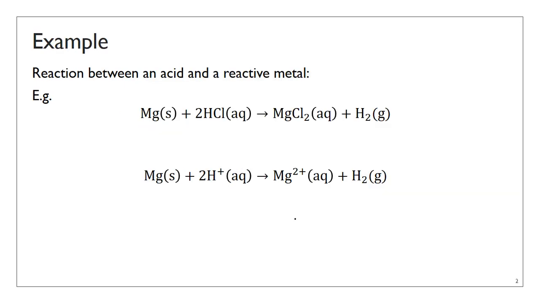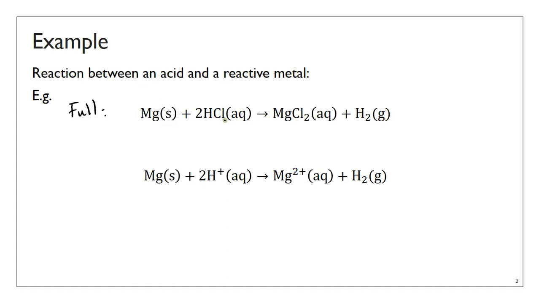So let's start with an example that you have seen before, which is the reaction between an acid and a reactive metal. And this is the actual reaction that you did in class between magnesium and hydrochloric acid. And this is just the full equation. And you can see that when these two substances react together, the reaction will produce magnesium chloride or salt and hydrogen gas. And this is where the pop comes from.